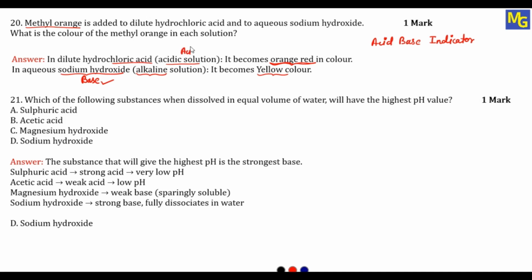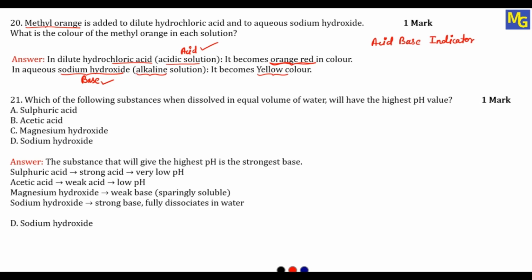Sorry, the solution is acid. I'll repeat once again. Methyl orange indicator becomes orange red when it is added in acids. Methyl orange indicator becomes yellow when it is added in base. So this is the answer for question 20.